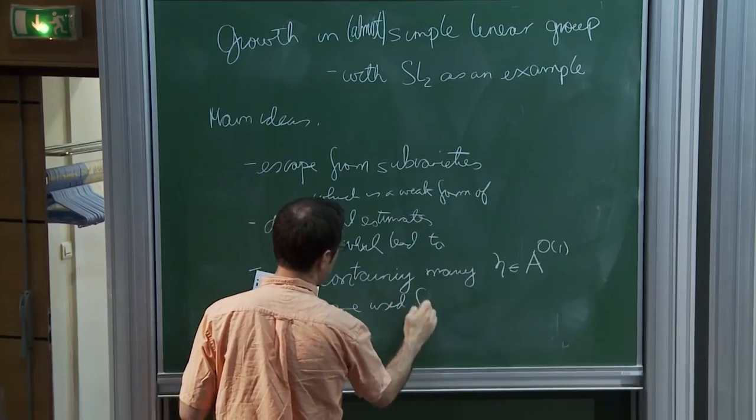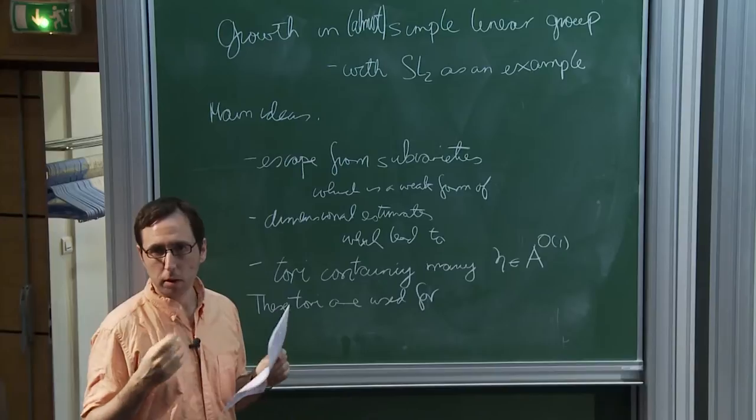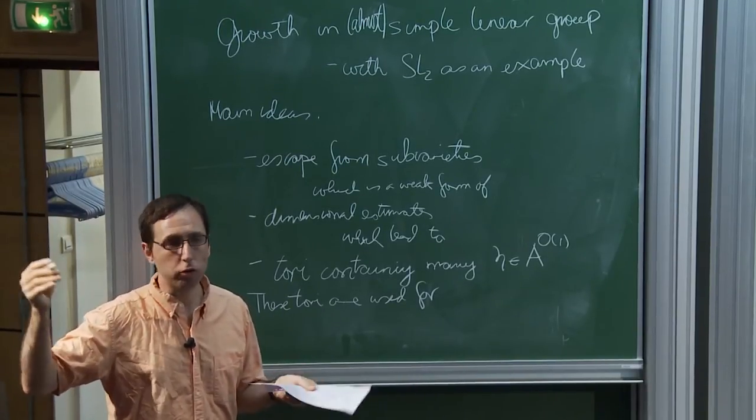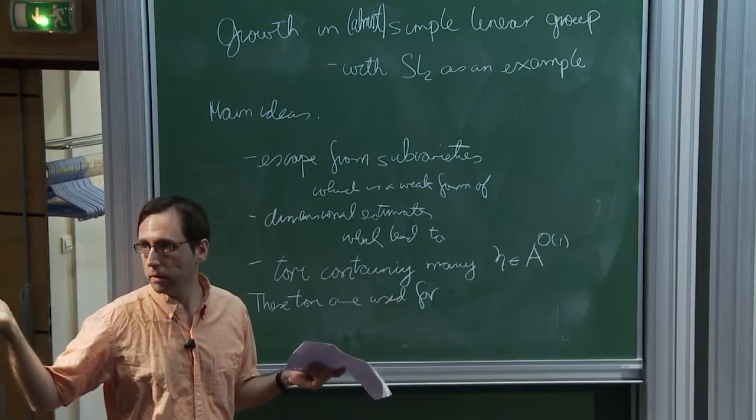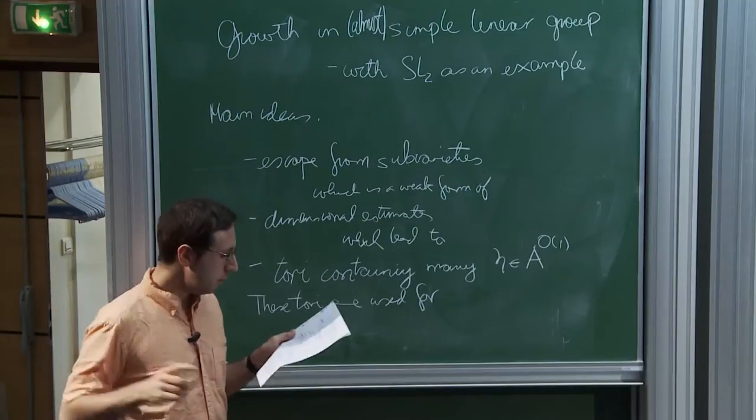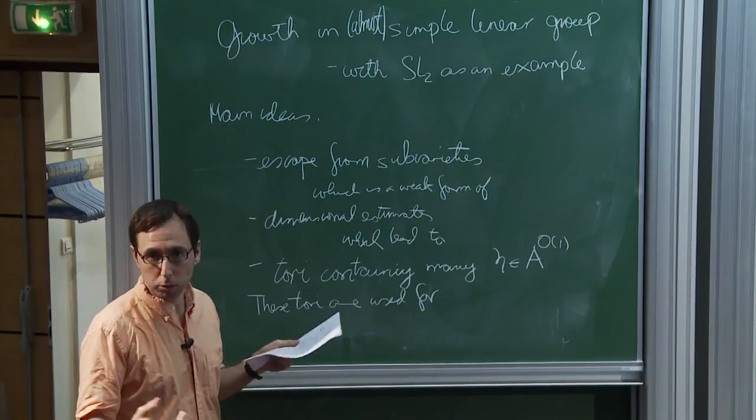So once you have these tori with many elements of A in them, so a torus is just the set of diagonal matrices or some conjugate thereof. That's what it is in SLN. So once you have many diagonal elements, what do you do? You use them for pivoting an induction, much like what we did yesterday.